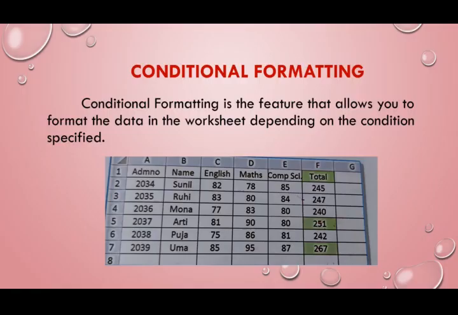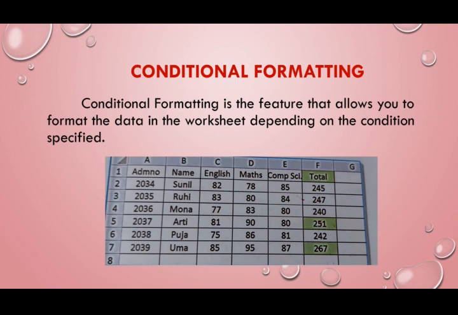One is conditional formatting. Conditional formatting is a feature that allows you to format the data in the worksheet depending on the condition specified. Conditional formatting is a tool that allows you to apply format to a single cell or more than one cell. It allows you to format a cell based on the value in it.